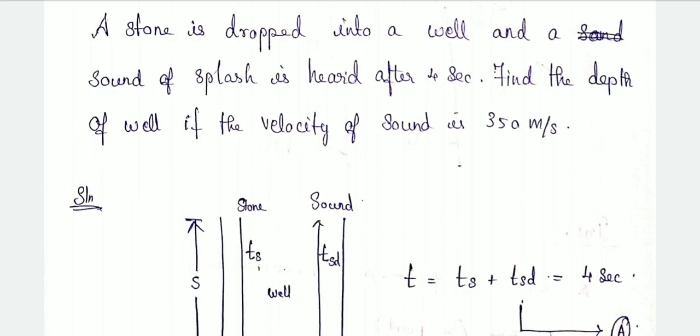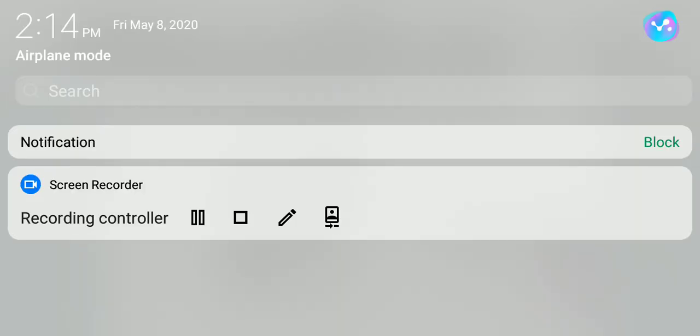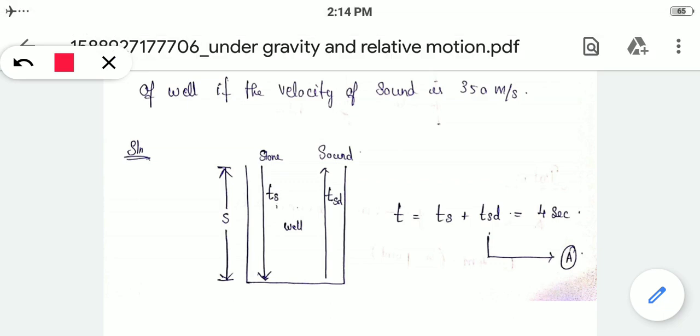So that thing we have to calculate now. They had given the velocity of sound when it reached me, it is 350 meter per second, and the sound I heard it after 4 seconds. So this is the given data. Now we are going to do the sum. Consider this as your well. When I throw a stone here, it will directly reach the bottom of the well and it will create a sound here. How much time it takes to reach here is 4 seconds.